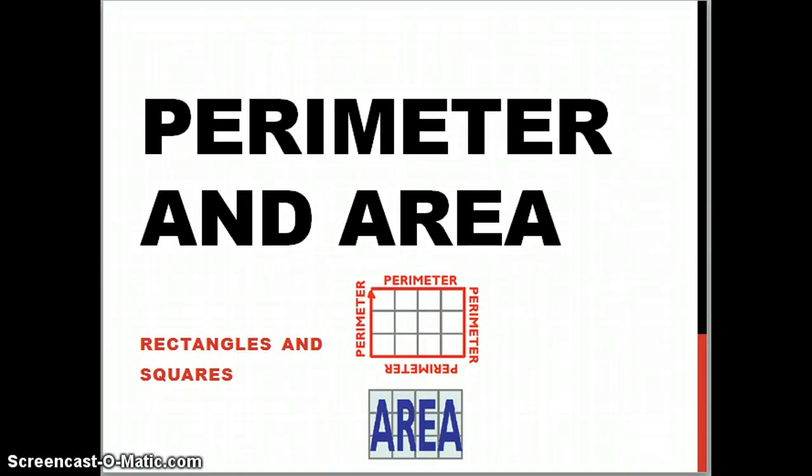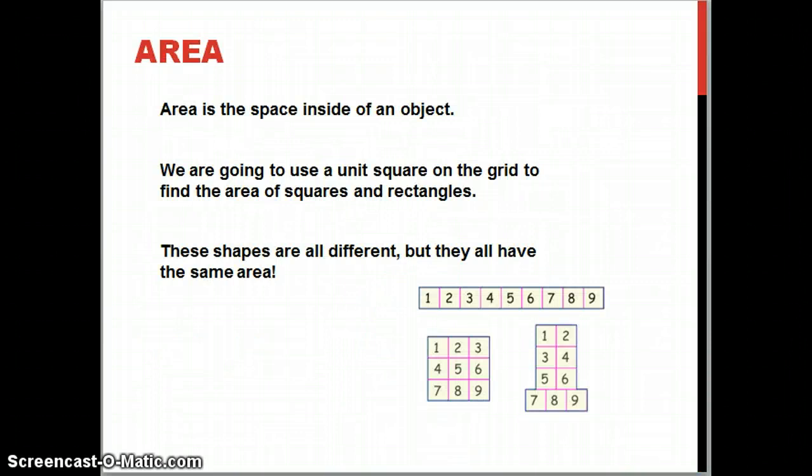So now that we're talking about area, and area is the space inside of an object, we're going to use the unit square to start on the grid to find the areas of squares and rectangles. The unit square is this little square here. All these shapes are different, but they have the same area, and a shape doesn't need to have the same perimeter and the same area. For example, this square here has an area of 9, but the perimeter is 3 plus 3 plus 3 plus 3. So the perimeter is 12, even though the area is 9.